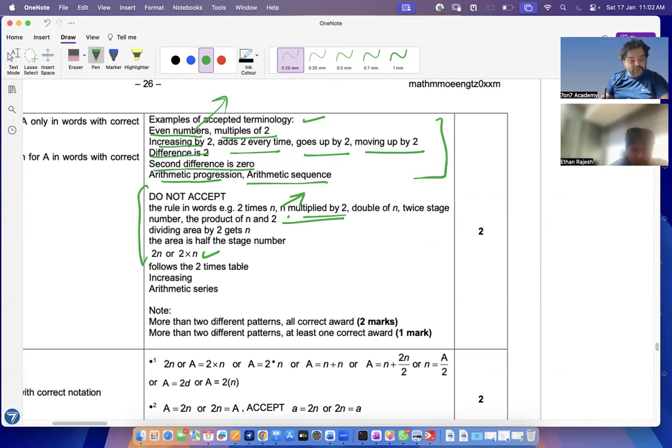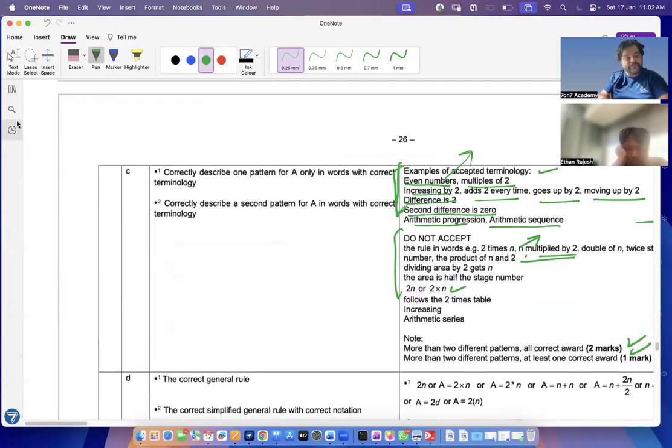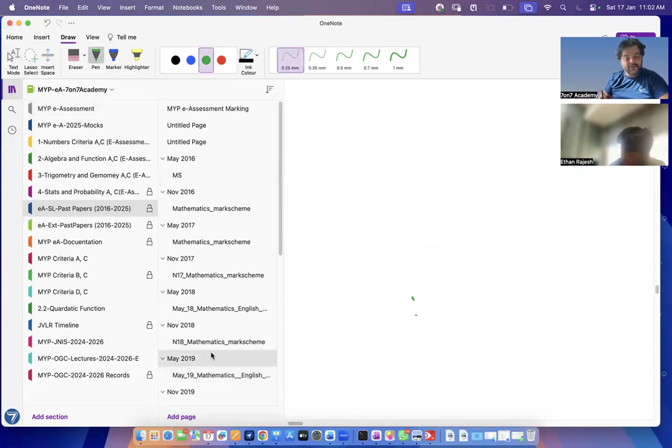Note that more than 2 different patterns are correct, so you have to say 2 out of that. Understand? I hope you understand what I'm trying to say here. You have to write about the pattern, not about the general term. You have to always connect how the second term is connected from the first term, or the third term is connected from the second term. With reference to that, you have to talk. Okay.